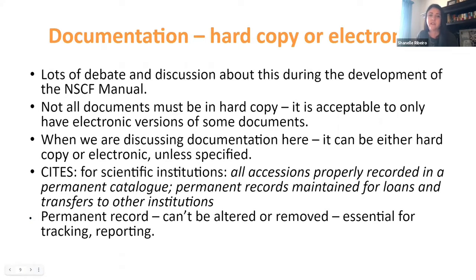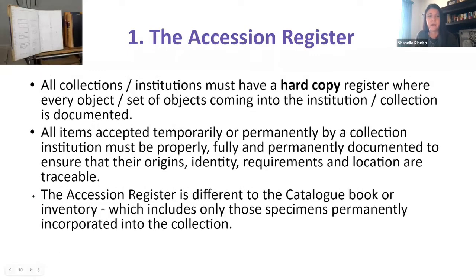But in some cases, such as for accessions, CITES requires a permanent record kept, which means that hard copy documentation of accession objects should be maintained in order to register as a scientific institution. So the accession register should be permanent, so that it cannot be altered or removed. And all items accepted temporarily or permanently by a collection institution must be properly, fully, and permanently documented to ensure that their origins, identity requirements, and location are traceable.